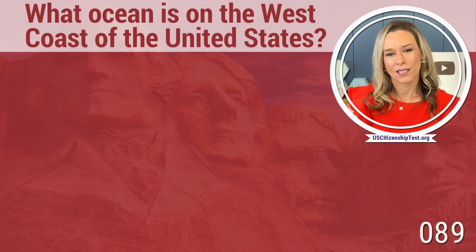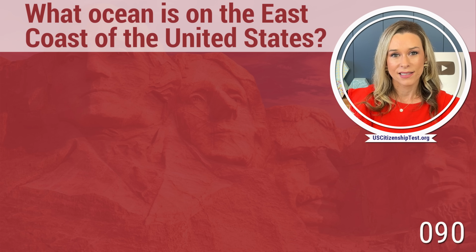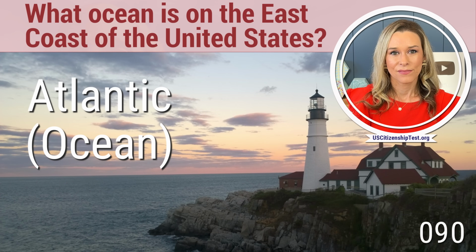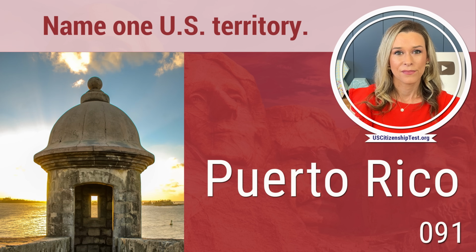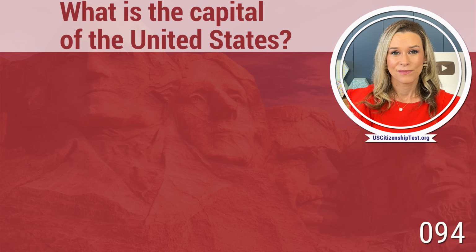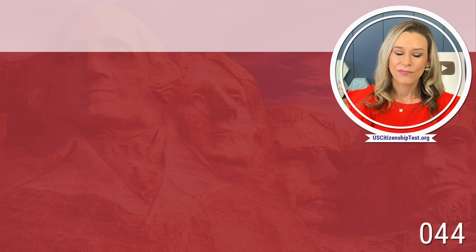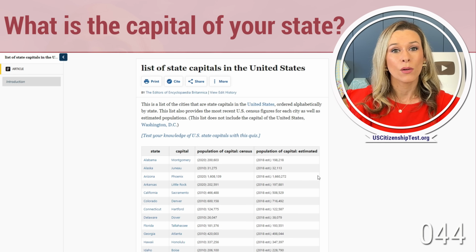What ocean is on the west coast of the United States? The Pacific Ocean. What ocean is on the east coast of the United States? The Atlantic Ocean. Name one U.S. territory. Puerto Rico? What is the capital of the United States? Washington, D.C. What is the capital of your state? This answer depends on where you live.